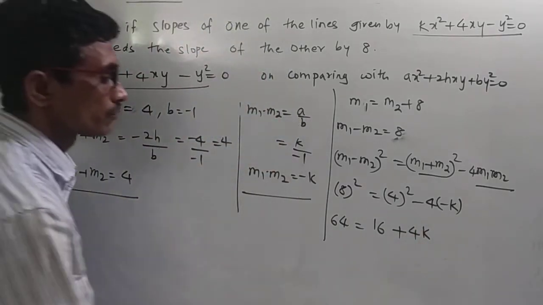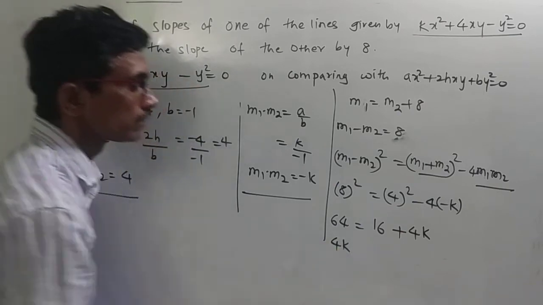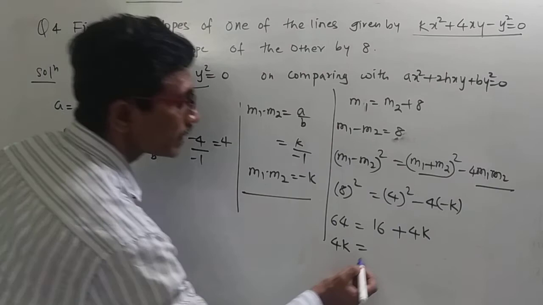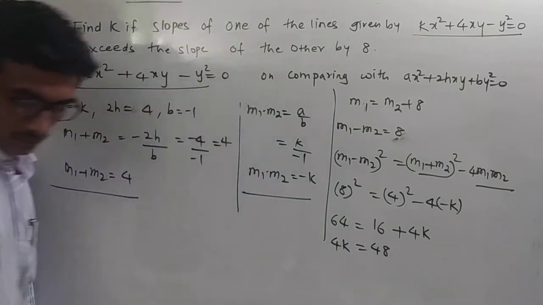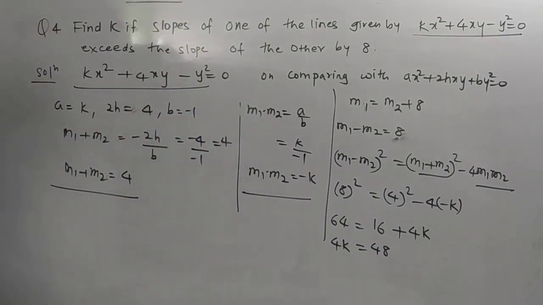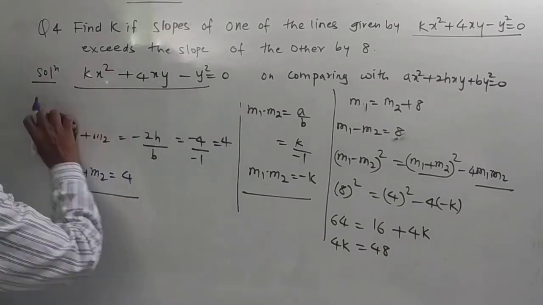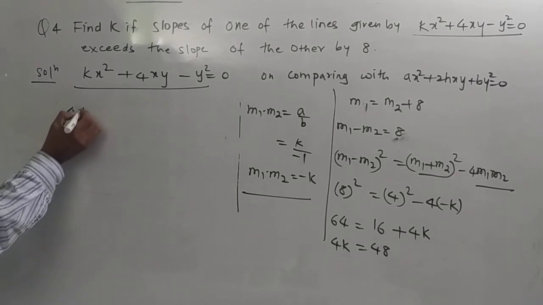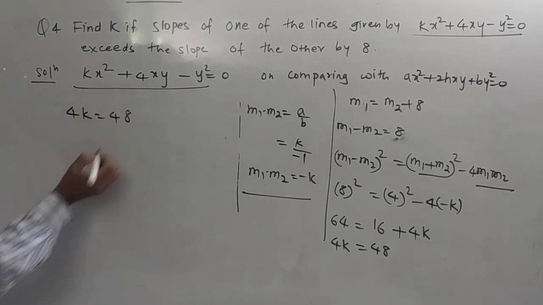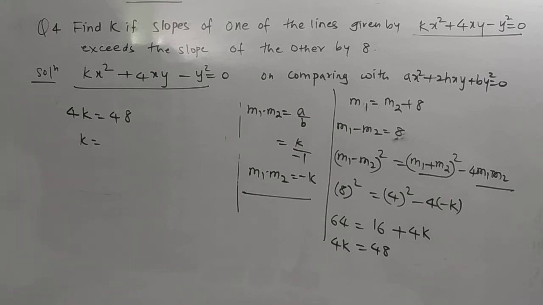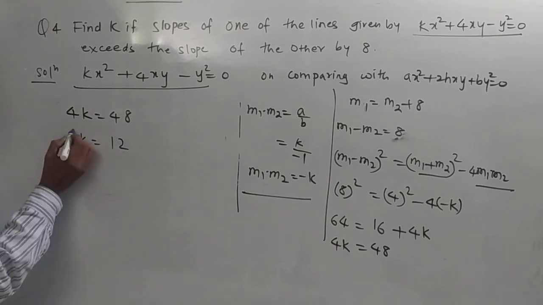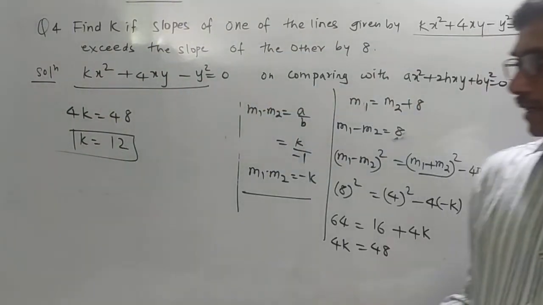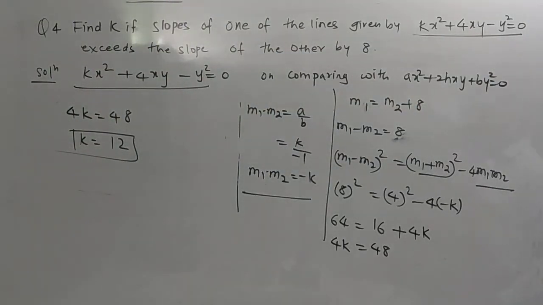That means 4k is equal to 64 minus 16, which is 48. Therefore 4k is equal to 48, and dividing by 4, you will be getting k is equal to 12. So k is equal to 12 we are getting.